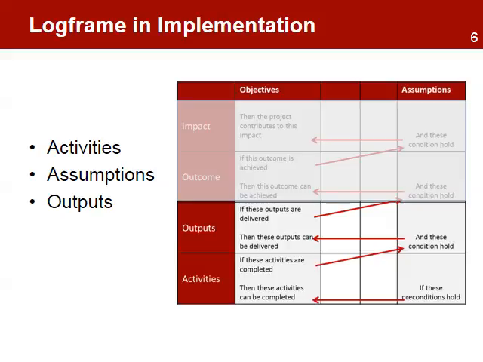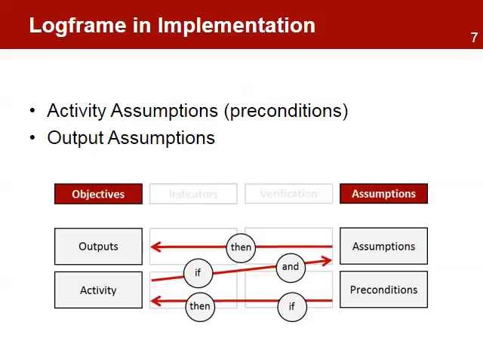In the Logframe, the first level describes the relationship between the activities and the assumptions or preconditions that exist at that level. These are the required conditions to successfully implement the project. This level contains two important assumptions: assumptions at the activity level and assumptions at the output level.